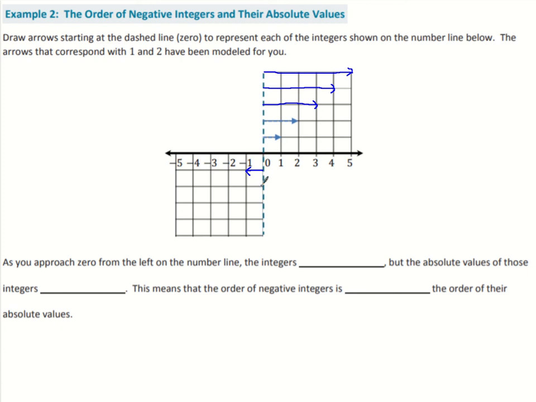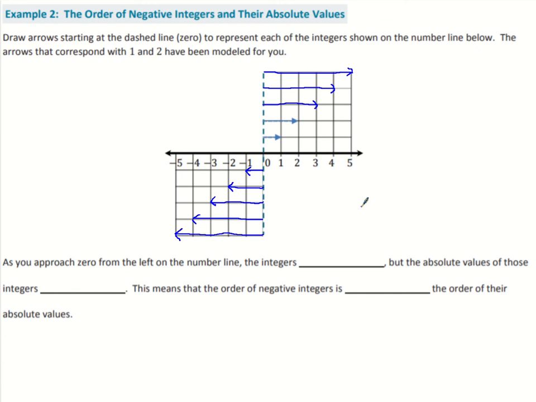Same thing is going to be going on with negative 2. I'm going to be going 2 to the left. Then I'm going to be going 3 to the left. Then I'm going to be going 4 to the left. And then lastly, I'm going to go 5 to the left. And now that we have all of our arrows drawn, we can make a couple of observations about this.